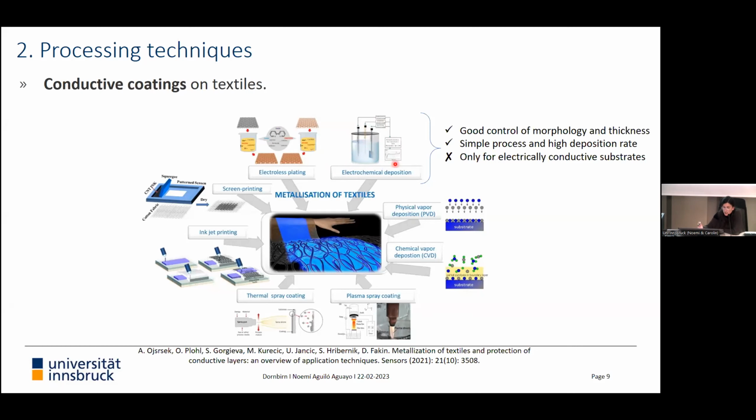So this technique will be used, for example, to coat wires, for example copper wires coated with silver or with tin. We will use this type of technique, but we would not be able to use it on non-conductive textiles.